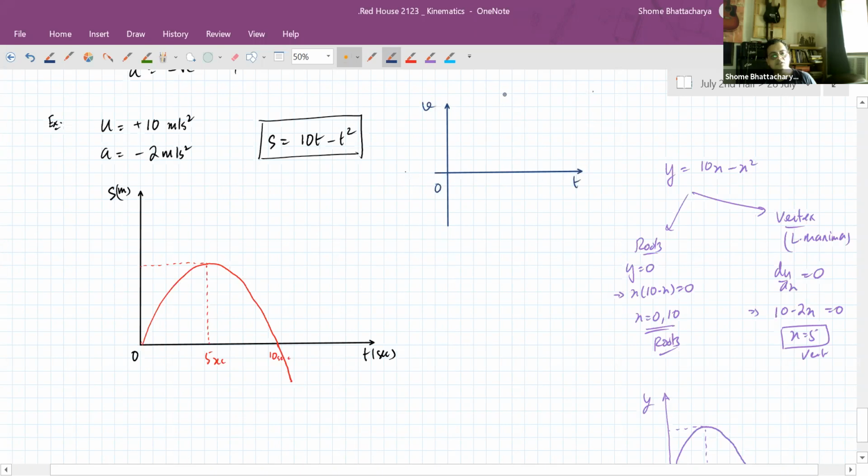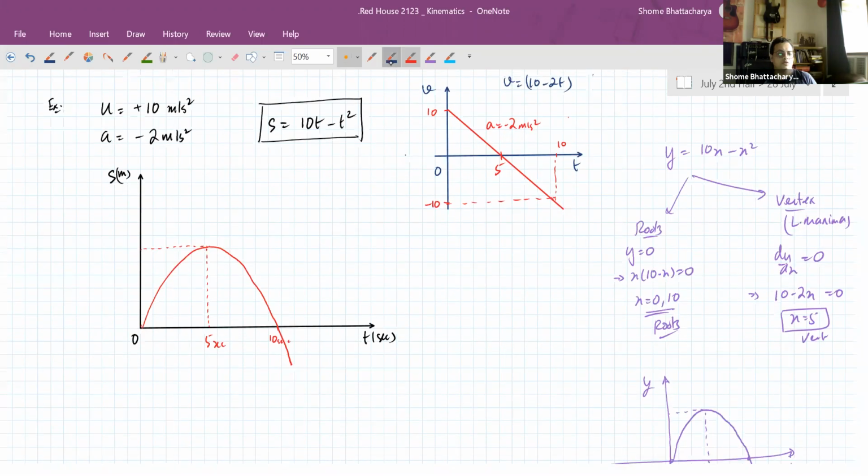If we look at the velocity versus time graph, it is 10 minus 2t. So that would be a straight line like this. What we would see is that it starts from 10 meters per second because the acceleration is minus 2. So this would be 5. And then we also see that at 10 seconds, this would become minus 10. Which would also show us that the total area as a displacement would become 0, which is what the displacement time graph is also showing.